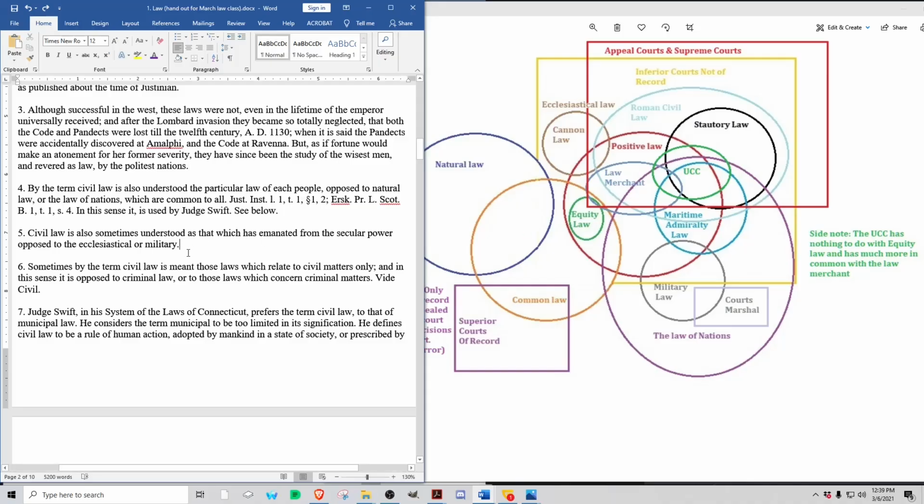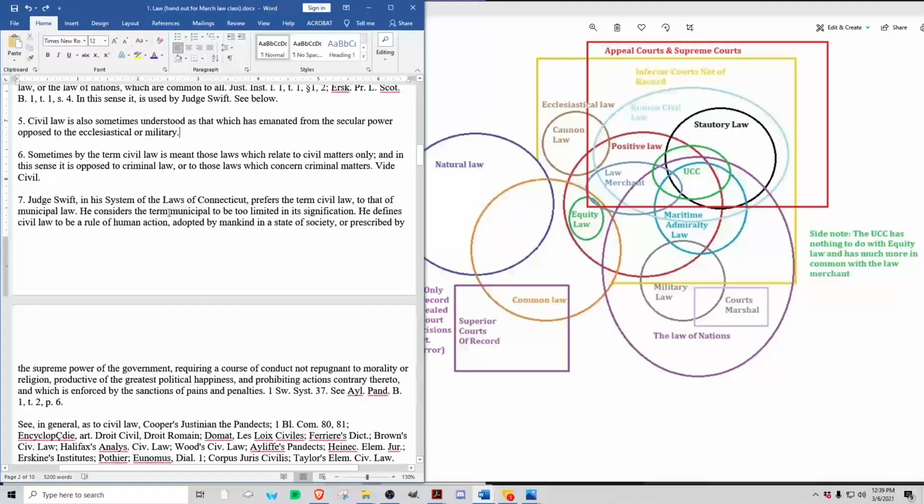Number 5, civil law is also sometimes understood as that which has emanated from the secular power opposed to the ecclesiastical or military. Now, that's why the military doesn't touch Roman civil law. The reason I put the ecclesiastical law a little bit touching the Roman civil law is, as I stated before, because of the Roman cult, when you go back that far.